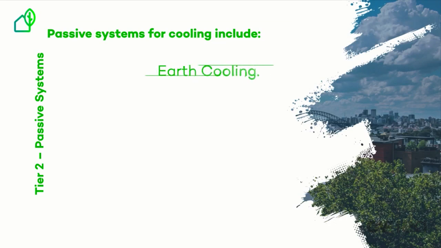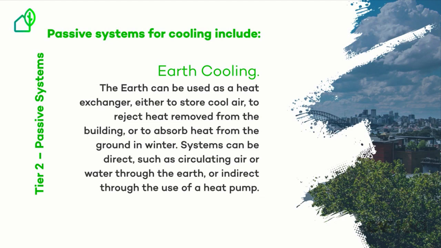Earth cooling. Earth is good at conducting and storing heat. The lower below the surface of the earth you go, the more steady the temperature. Therefore, earth can be used as a heat exchanger, either to store the cool air, to reject heat removed from the building, or to absorb heat from the ground in winter. Systems can be direct, such as circulating air or water through the earth, or indirect, through the use of a heat pump.